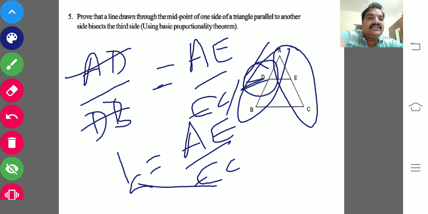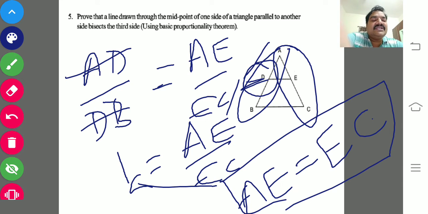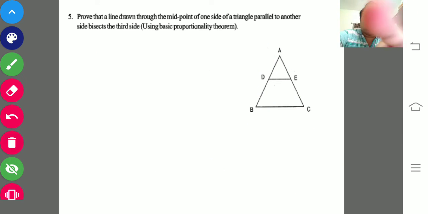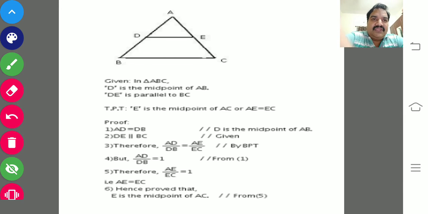Do cross multiplication. So AE by EC, we got it. AE by EC means what? AE and EC, the two sides are equal. Automatically E should be the midpoint of the third side. So the line through the midpoint parallel to another side bisects the third side. Bisects means what? Equally divide. It should be divided equally. So already we have proved it is divided equally, AE equals EC. I hope this is the analysis. Just see the problem.